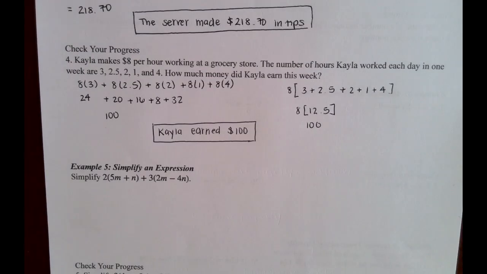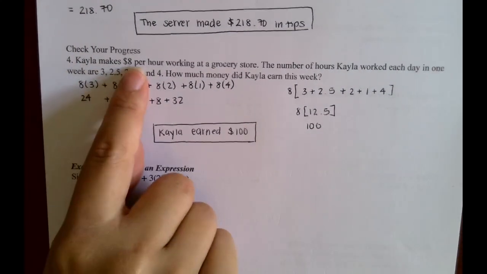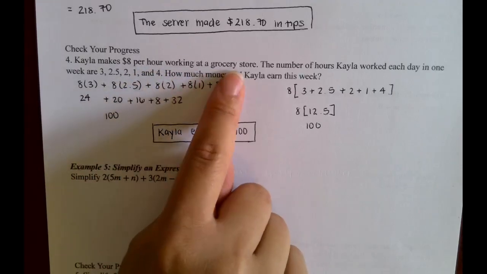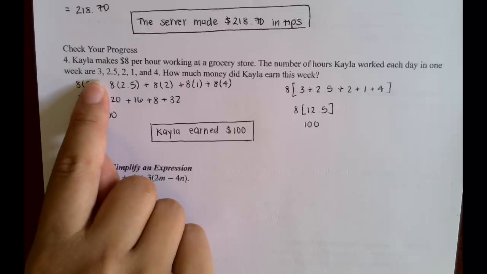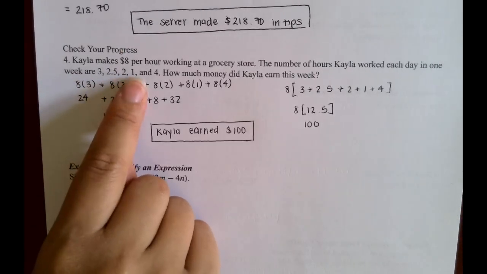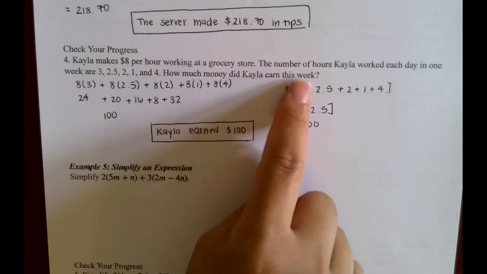Okay, you should have gotten $100. If you got it right, move on to example 5. If not, here's the explanation. Okay. Kayla makes $8 per hour working at a grocery store. The number of hours Kayla worked each day in 1 week are 3, 2.5, 2, 1, and 4. How much money did Kayla earn this week?